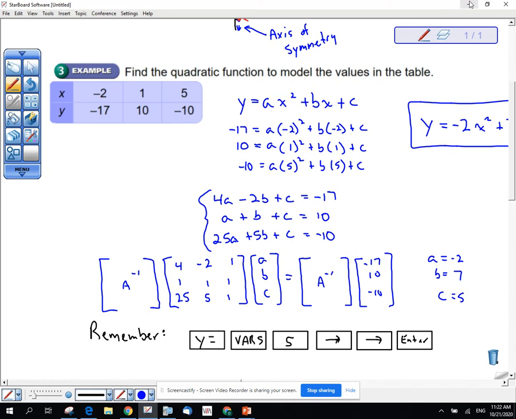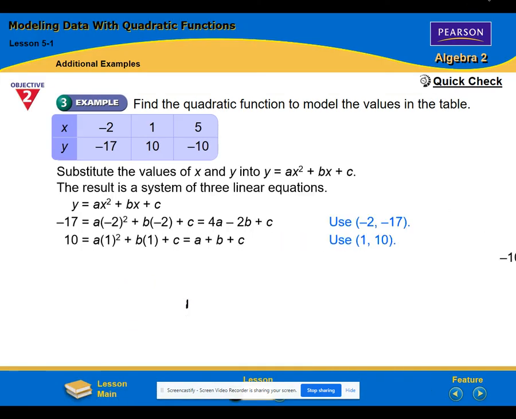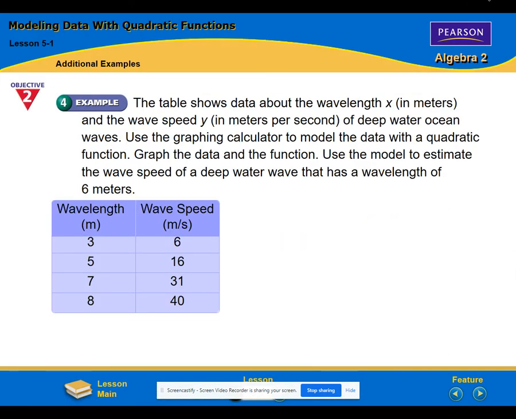So going to the last problem here, notice that there are 4 ordered pairs, not 3 but 4. I'm going to try to keep this video short, but who really cares what this information is? We want to find a quadratic model. Use the model then to model the data. That's the key word. And then we're going to use the model to estimate the wave speed of a deep water wave that has a wavelength of 6. Okay?